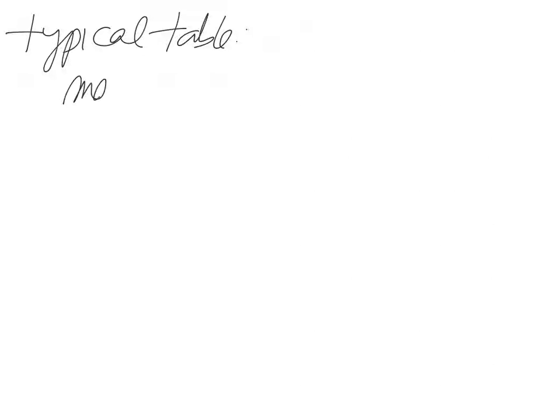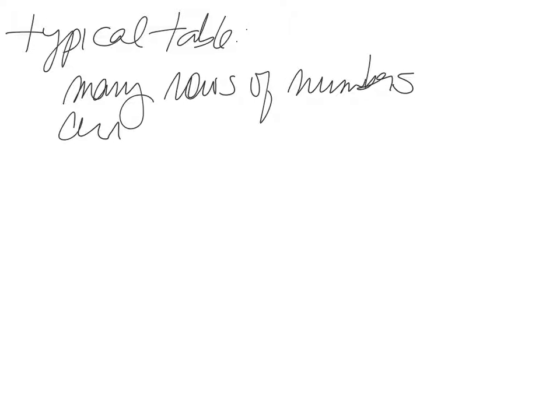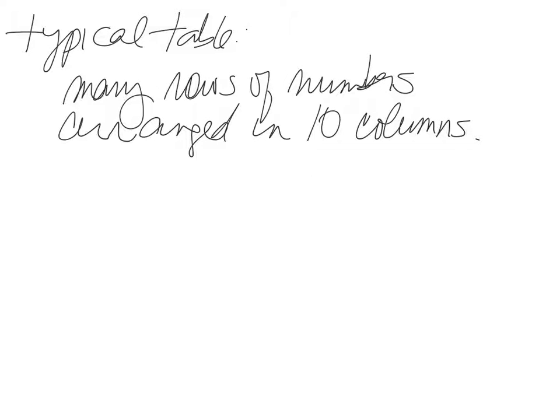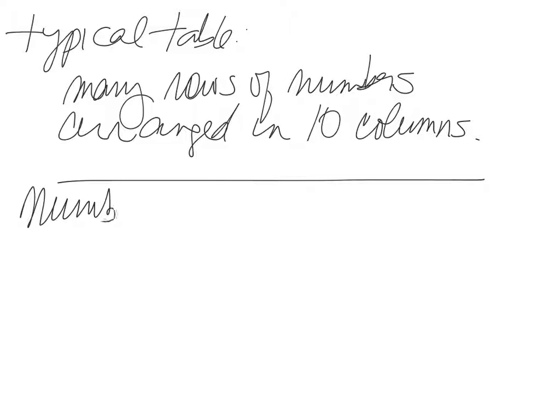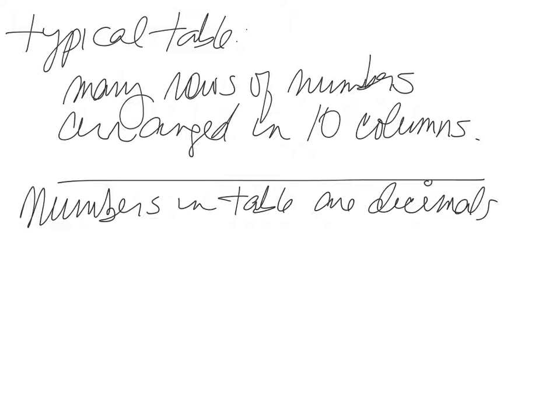A typical table of logarithms, like the table that we've been using, has many rows of numbers arranged in 10 columns. The numbers in the table are decimals. In our table, they are given to 4 decimal places, and there are 90 rows of them. Some tables of logarithms have 900 rows.